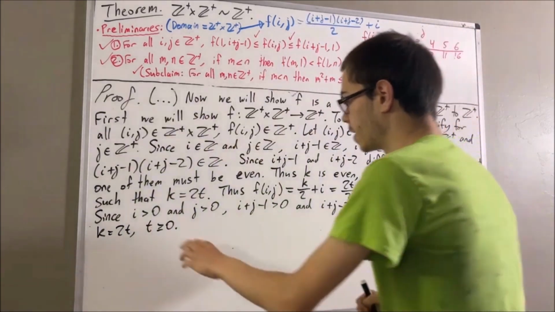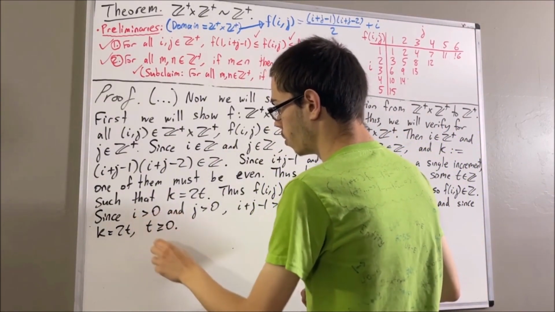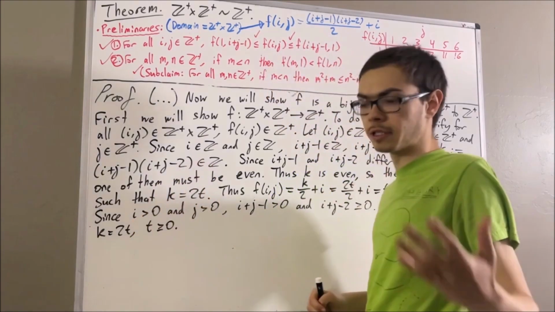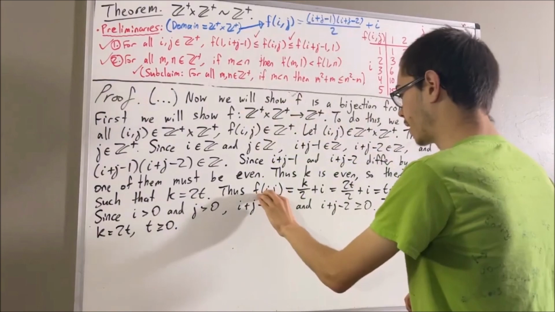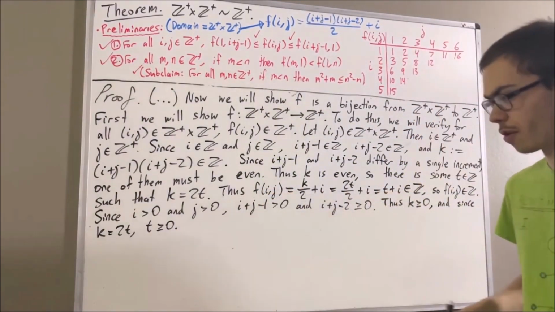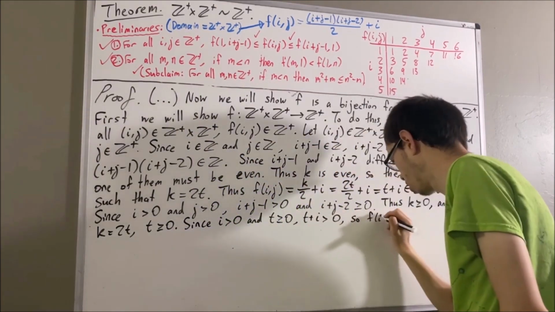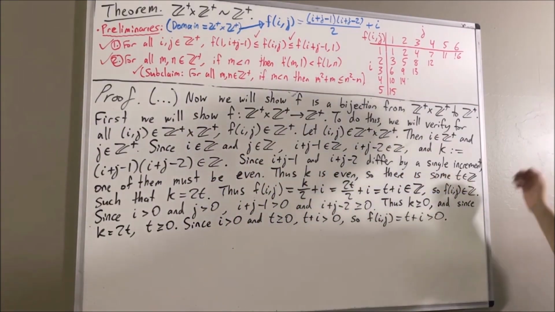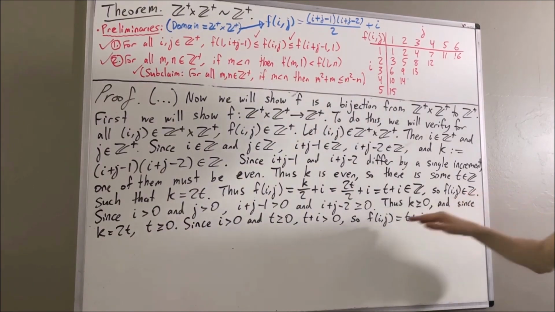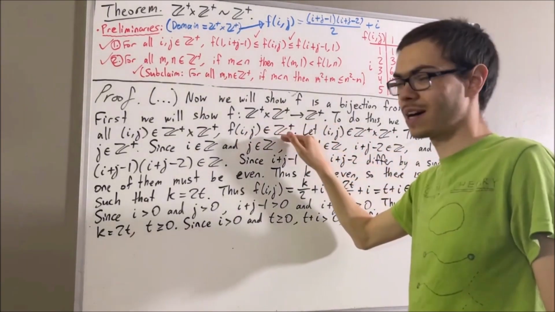So, notice that t is greater than or equal to 0 and i is greater than 0. Well, when we add those two together, the resultant will be greater than 0. So really, f of i comma j is equal to t plus i, which is greater than 0. So what have we shown here? Well, we've shown that f of i comma j is an integer and f of i comma j is positive. Therefore, f of i comma j is a positive integer.